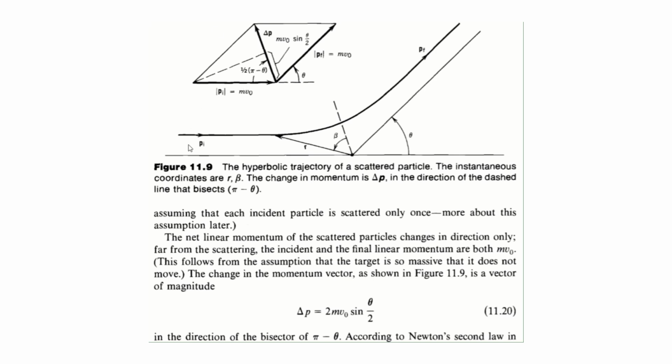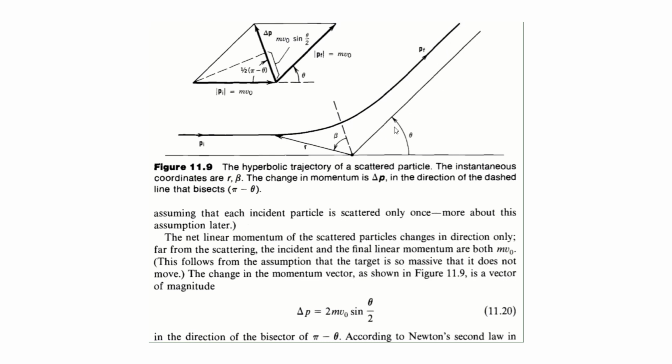Now here you can see the hyperbolic trajectory of the scattered particle. The instantaneous position vector of the particle has been depicted by r, which keeps on changing length and direction as the particle approaches. Actually, it is longer when the particle is here, and when it approaches, it becomes shorter and shorter, and it reaches a minimum at one instance, and then it again becomes larger and larger as the particle moves away.